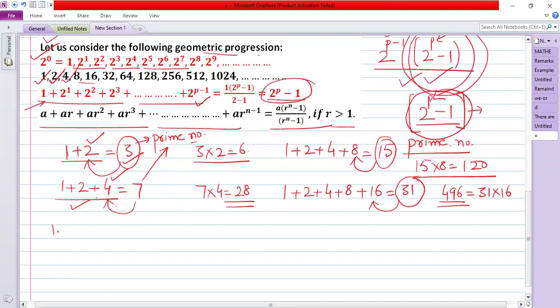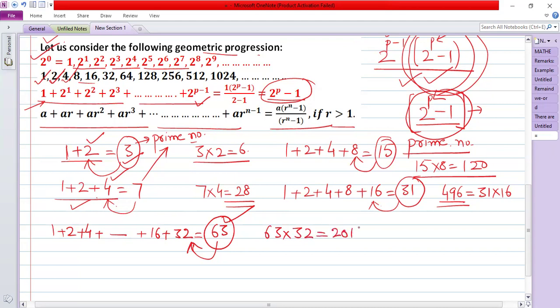So 1 plus 2 plus 4 plus going on up to 32. So this will be nothing but 63. And 63 is not a prime number. And moreover, 63 into 32 is 2016, which is again not a perfect number.